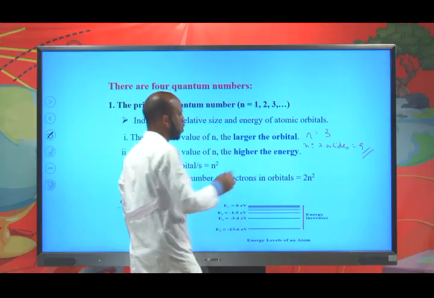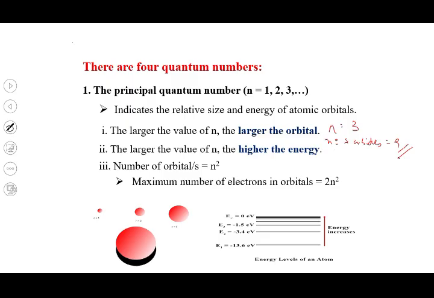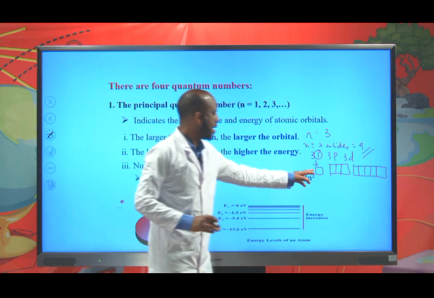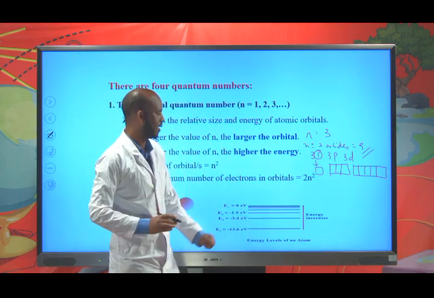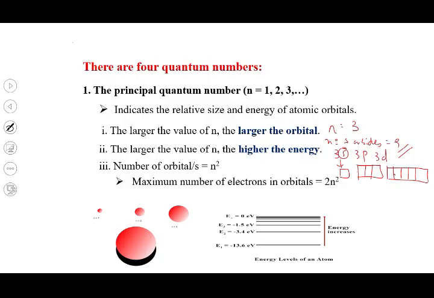What are these? n equals 3: 3s, 3p, 3d. You see, the s subshell has one orbital. The p subshell has 3 orbitals, px, py, and pz. The d subshell has 5 orbitals: 1, 2, 3, 4, 5. Total: 1, 2, 3, 4, 5, 6, 7, 8, 9. Therefore, the third energy level, n equals 3, has 9 orbitals.